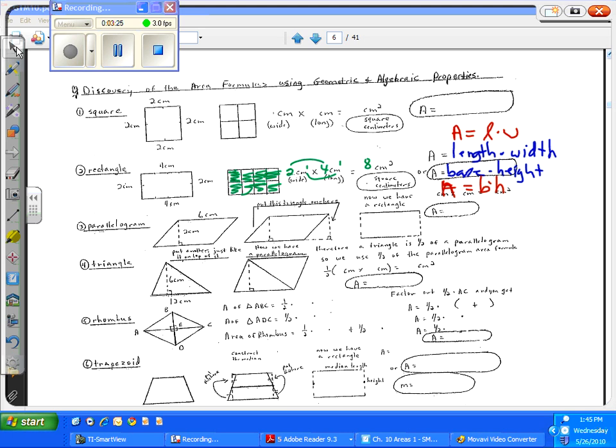So if we think about the rectangle being base times height, and the fact that a square is a rectangle, then the area of a square would also be base times height. But in a square, the sides are equal. So your base and height are equal. So if we call the base a side and the height a side, then for the area of a square, we would get the length of a side squared, or S squared. Okay?